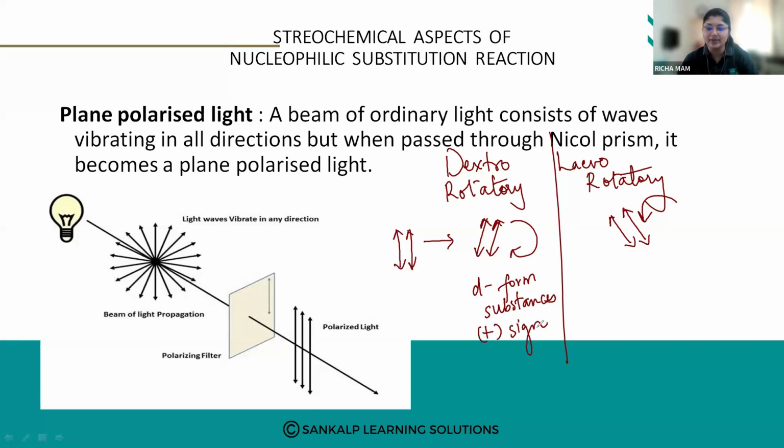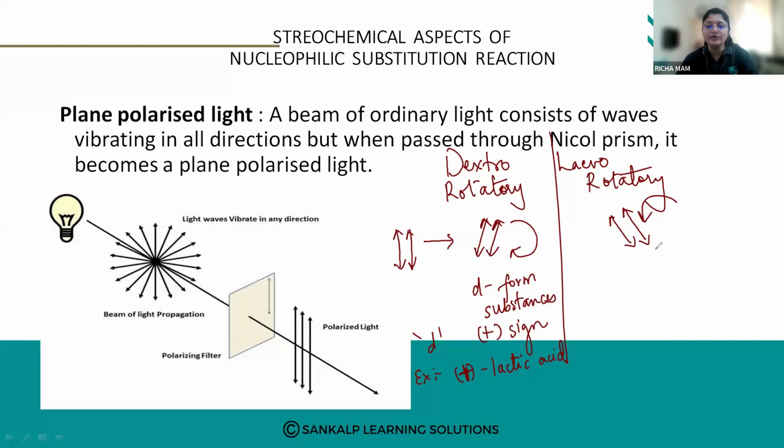Dextrorotatory compounds are indicated by a plus sign or a small d in front of their names. For example, if a compound rotates the plane polarized light towards the right side, it is plus. If lactic acid is written like this, it means the molecule is rotating to the right side, so it is called dextrorotatory.